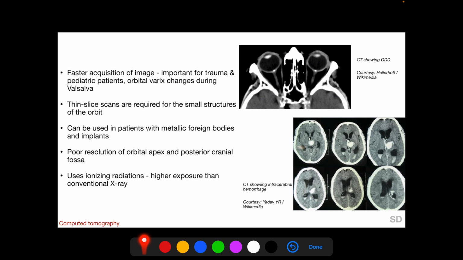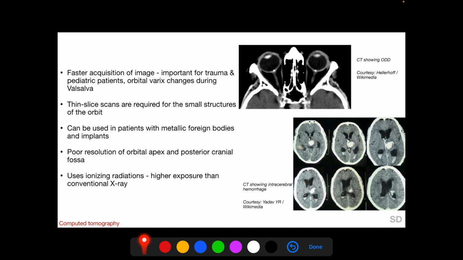Orbital varix changes during Valsalva, so it should be imaged very fast, and CT scan is important here also. Thin slice CT scans are required for the small structures in the orbit. It can be used in patients with metallic foreign bodies and implants, which are contraindications for MRI, and poor resolution of the orbital apex and posterior cranial fossa is a limitation of CT scan.